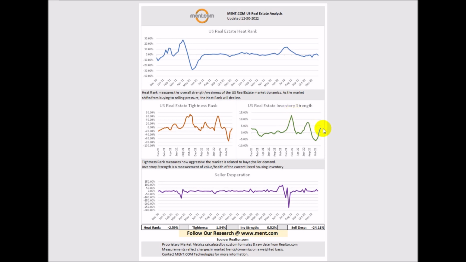And now we're way over here. We're slightly above positive territory at like 4.4%. And I think we're going to roll over pretty hard in the first quarter of 2023.